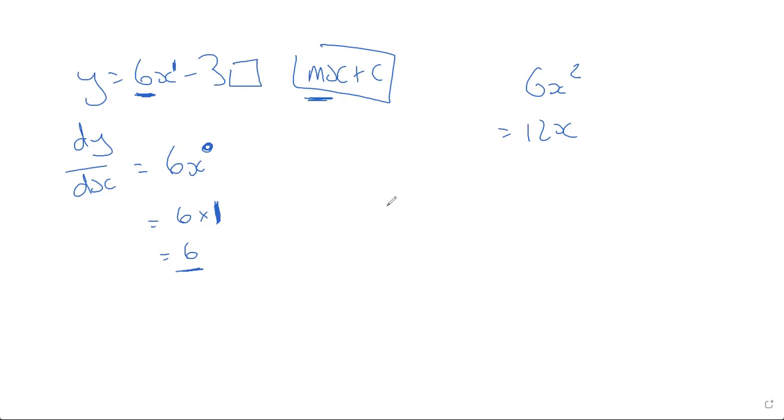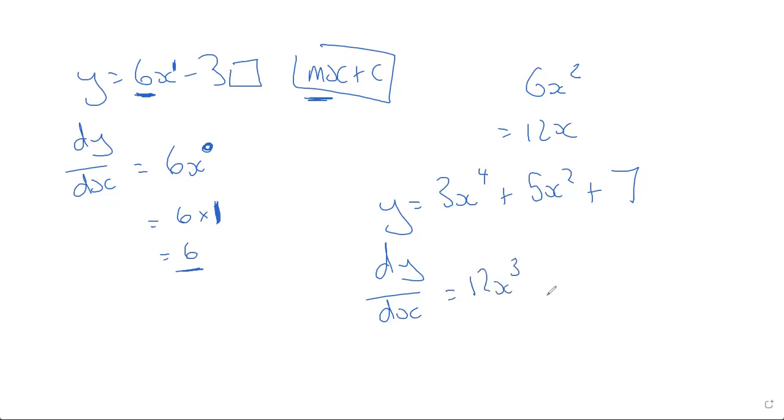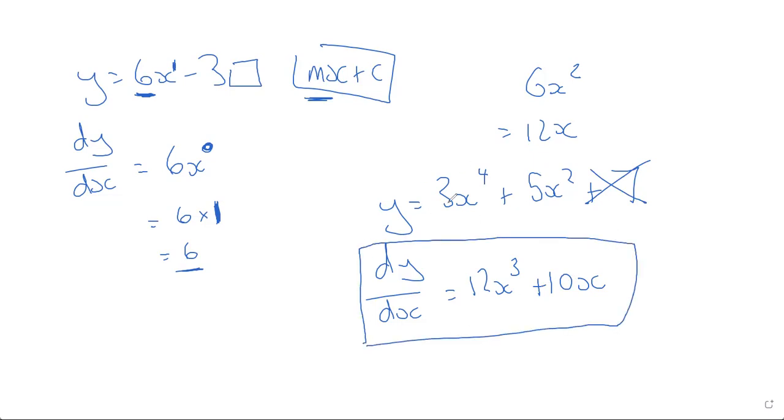So let's do an example where that's true. Good question. So 3 plus 5x squared plus 7. Okay, so let's differentiate this. We're going to do all the terms separately. Let's just pretend they're 3 separate equations. What's the first one? 12x cubed. What's the second one? 10x. And this one just doesn't exist anymore, right? It's got no variable, so we can't differentiate it. So this is the differentiation of that.